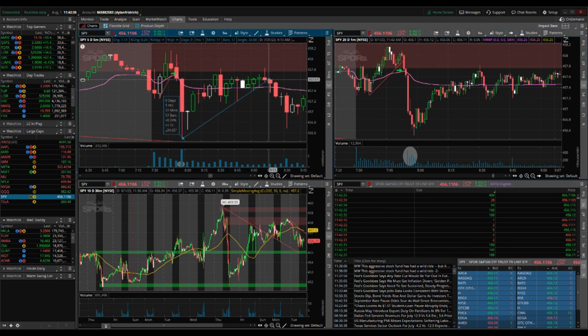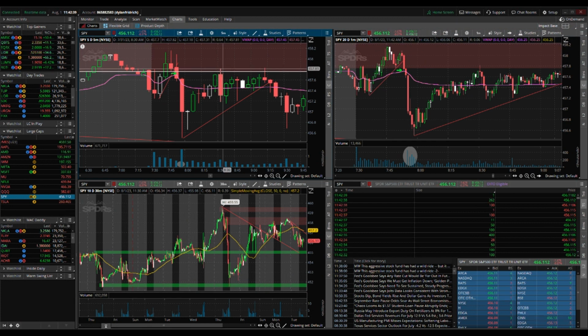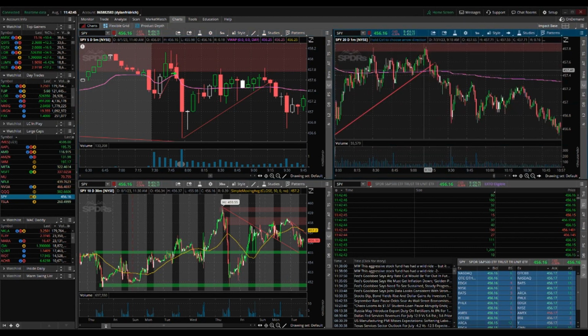So what do we wait for? Here's your trend. Breakdown of the trend, lower high. There we go. Big sells. There's your money.